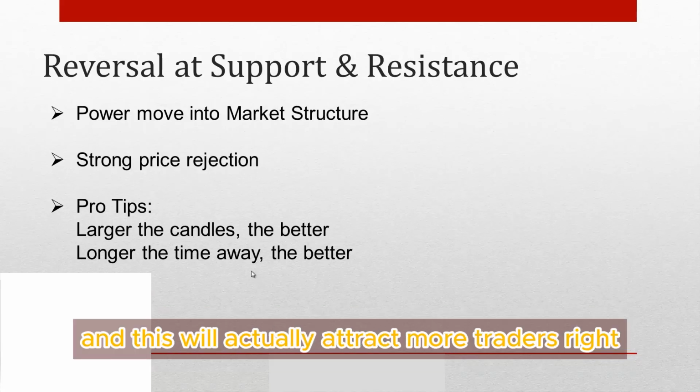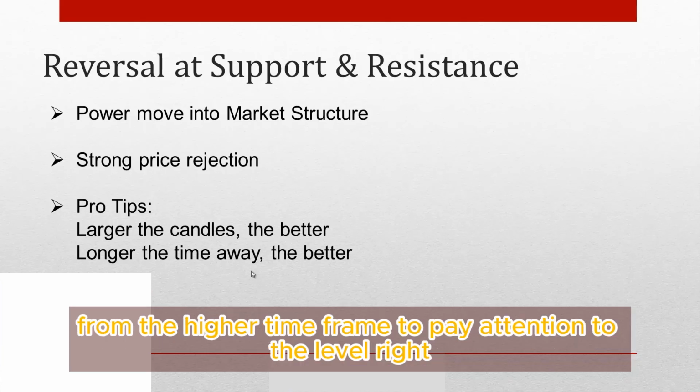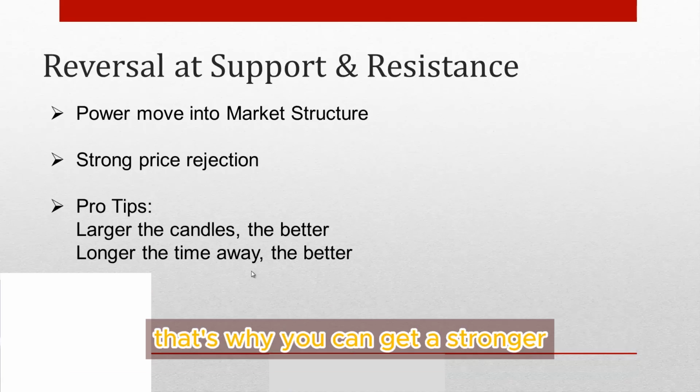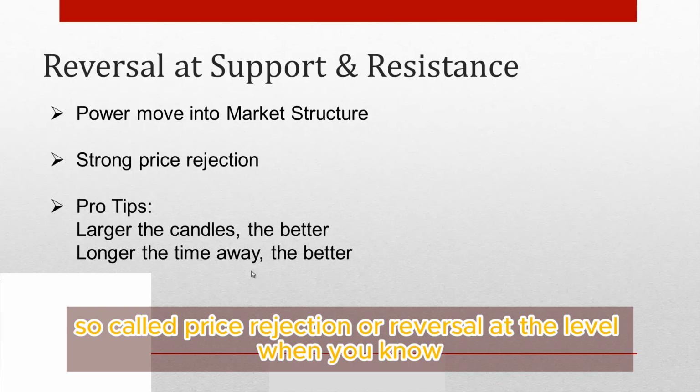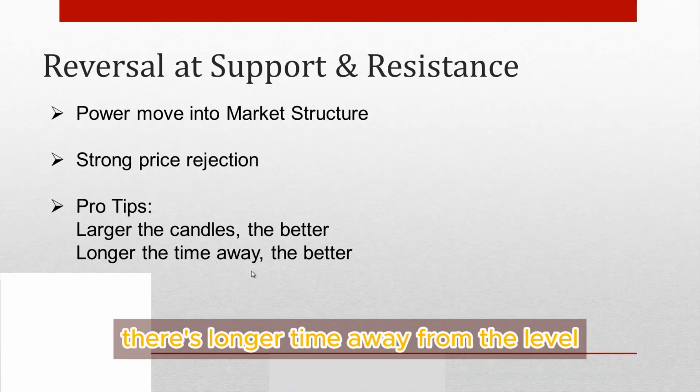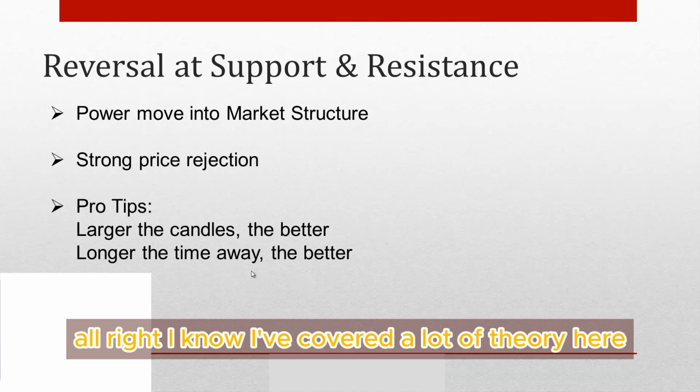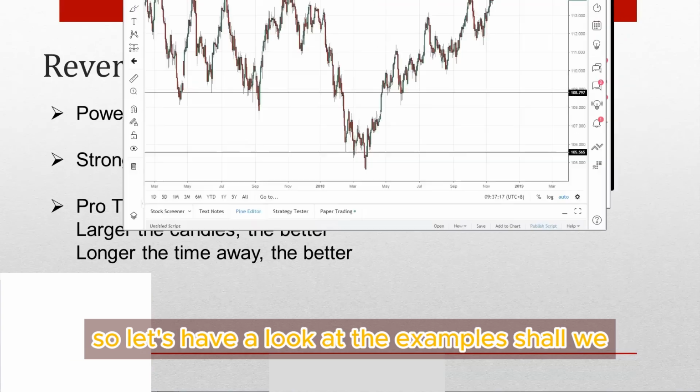And this will attract more traders from the higher time frame to pay attention to the level. That's why you can get a stronger so-called price rejection or reversal at that level when there's a longer time away from the level. Alright, I know I've covered a lot of theory here, so let's have a look at the examples, shall we?